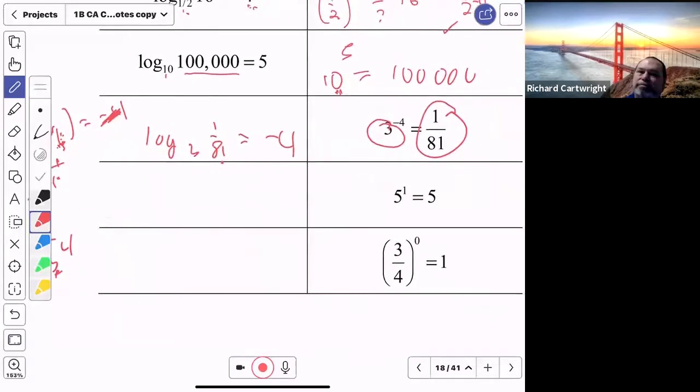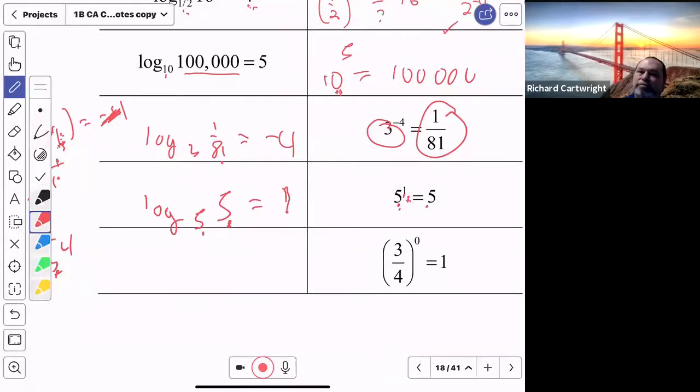5, okay, that's an easy one. 5 to the 1. Log base 5 of 5 is 1. Okay, memorize that. Whenever your base is the same as what you're taking the log of, it's always going to be a 1. Because 5 to the 1 of 5, you're asking yourself, what's the exponent? 1.